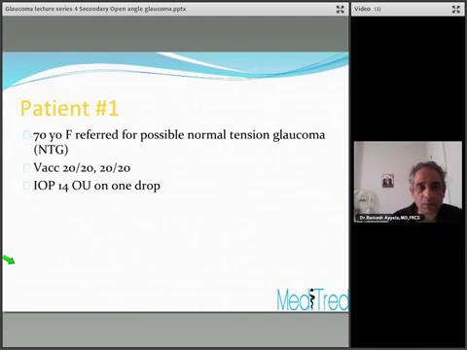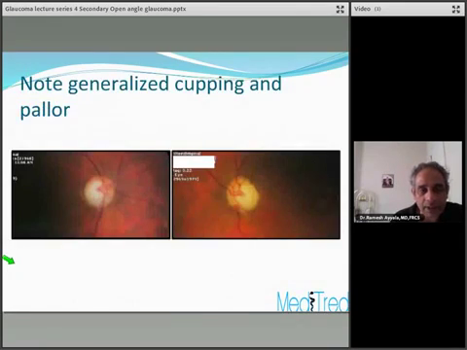Here is patient number 1, a 70-year-old female referred for possible normal tension glaucoma. Vision was 20/20. Intraocular pressure is 14 on 1 drop. And here is the patient's optic nerve head. As you can see, there is clear pallor along with diffuse and shallow cupping in both eyes.